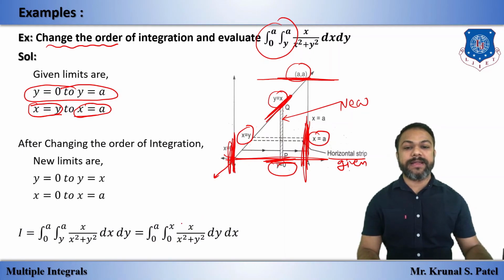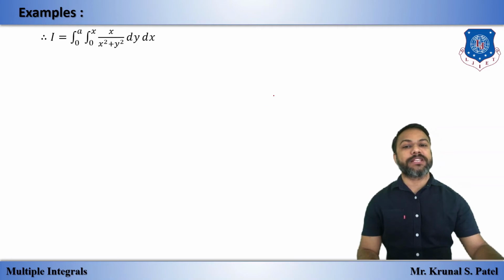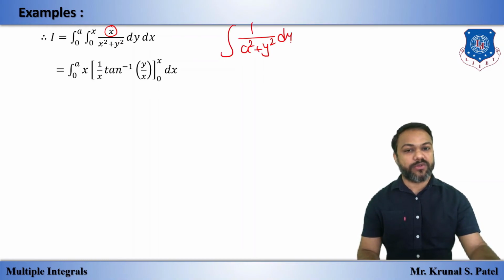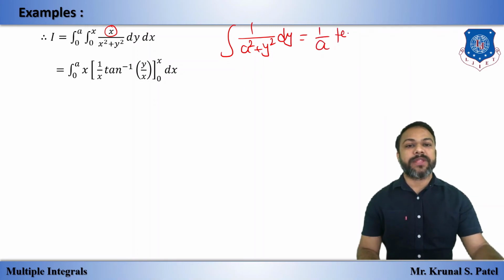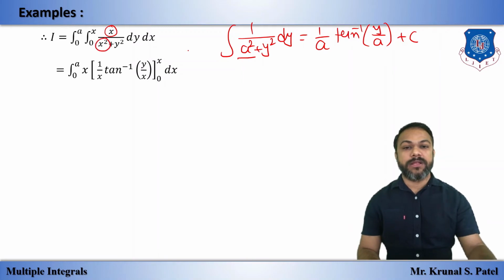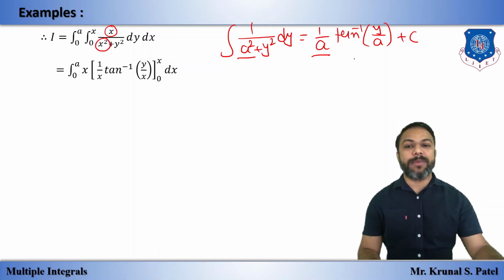Now we will integrate first with respect to y. At that time this x comes outside and becomes constant. So we integrate 1 upon a square plus y square with respect to y, and we know the formula for 1 upon a square plus x square. So we have 1 by a tan inverse y by a plus c. Here a square will be x square, so 1 by x tan inverse y by x.